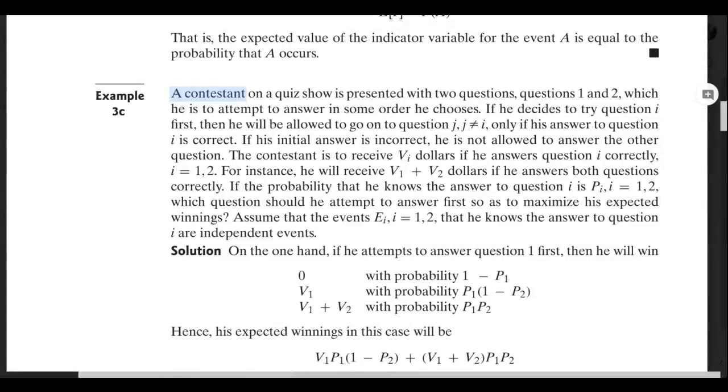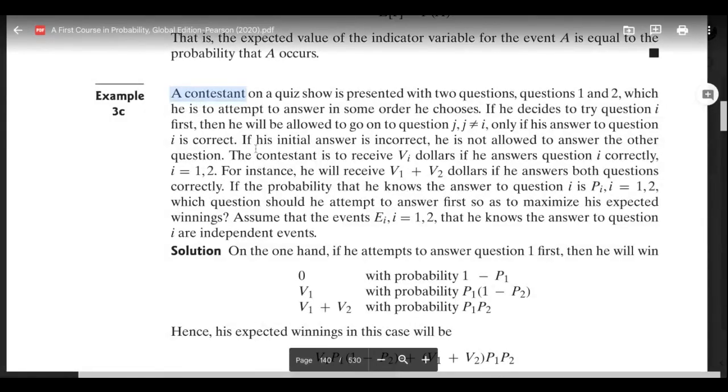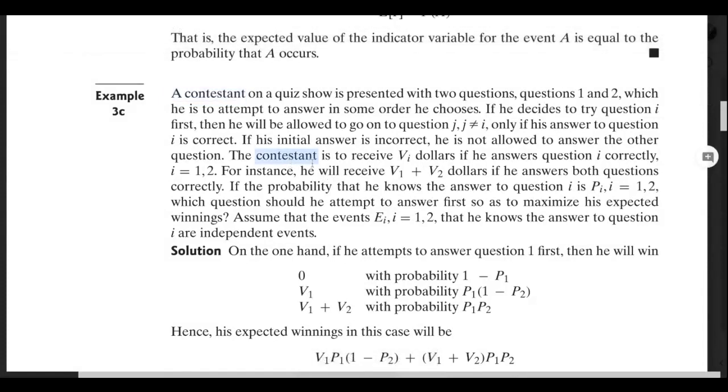Okay, so he has to be right on I. The contestant is to receive V_I dollars if he answers question I correctly, I equals 1 and 2. For instance, he will receive V1 plus V2 dollars if he answers both questions correctly.